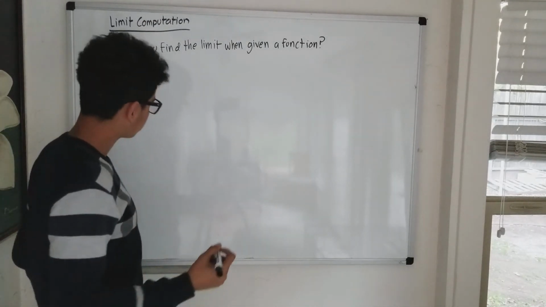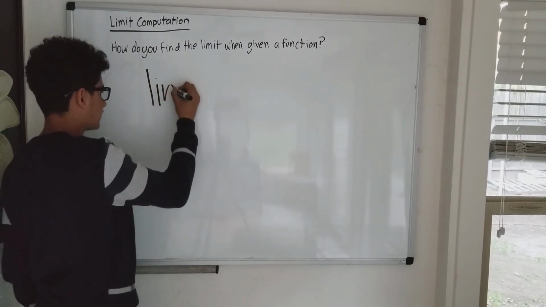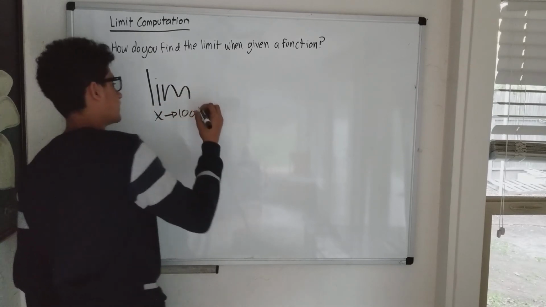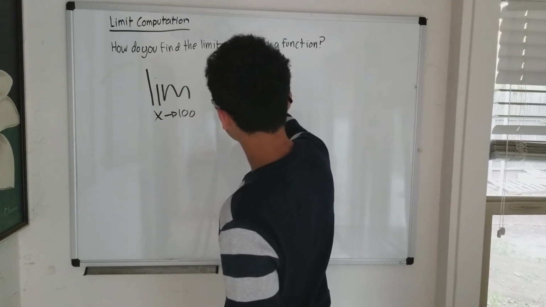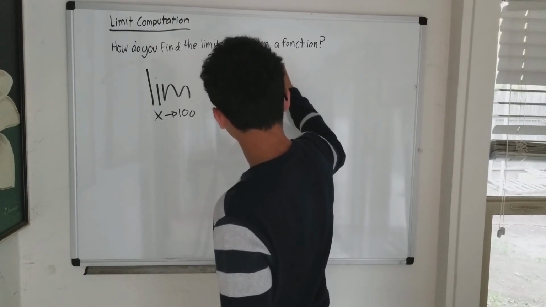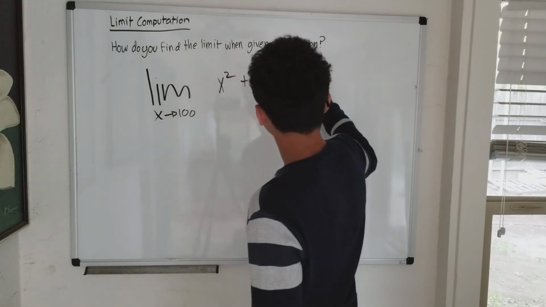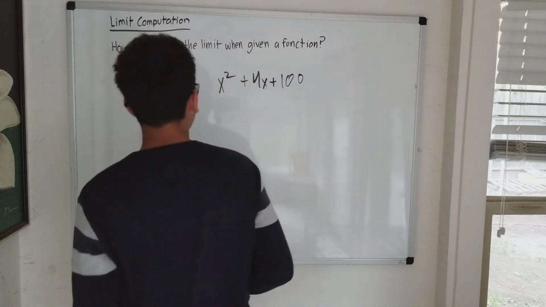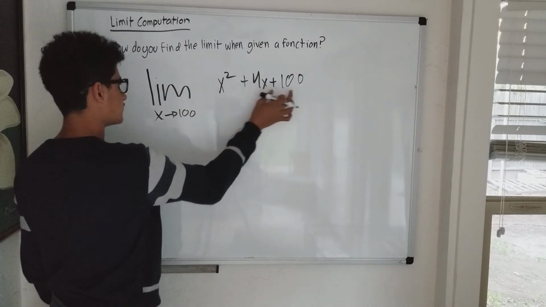Last but not least, just a very simple one. Last one: limit as x approaches 100 of, let's say, x squared plus 4x plus 100. Now, if you don't remember one of our properties here that'll be really useful, you can just take the limit of each of these.